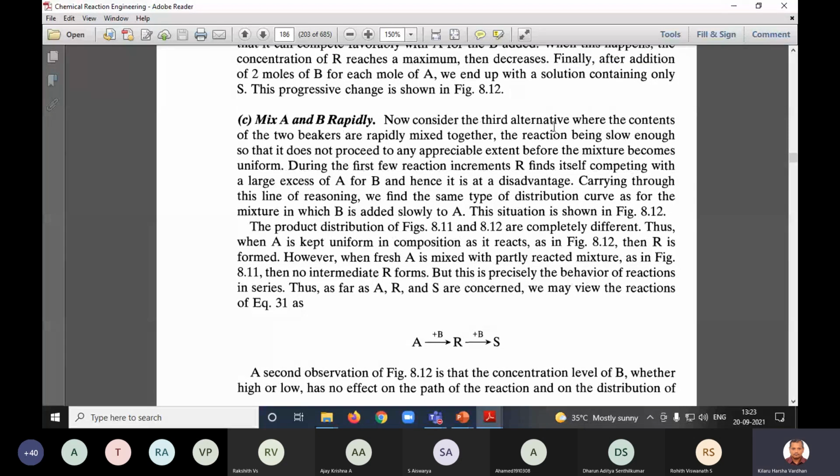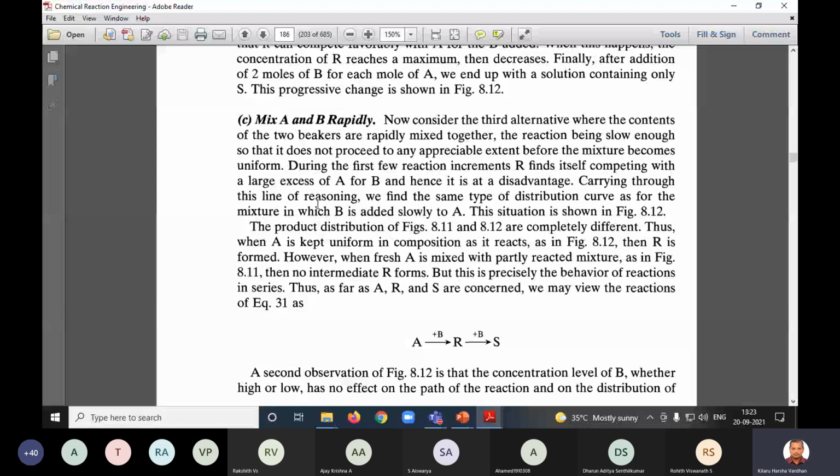Now consider the third alternative, where the contents of the two beakers are rapidly mixed together, the reaction being slow enough so that it does not proceed to any appreciable extent before the mixture becomes uniform. During the first few reactions, the increments R itself finds itself competing with a large excess of A and B. In the earlier case, R is competing with a minimum of A. But here R is competing with both a large excess of A and B. B is also large. Hence, it is at a disadvantage.